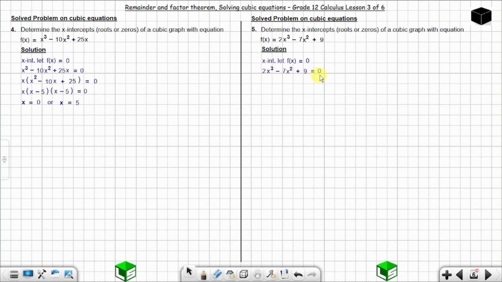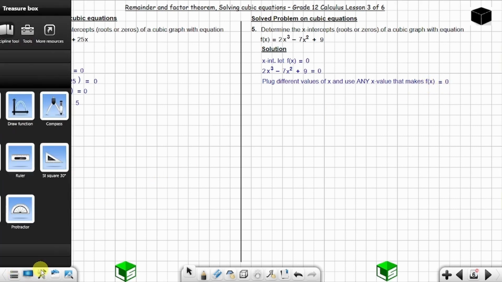You are going to factorize this into a linear and a quadratic part. The linear part we are going to find by trial and error. You plug in different values of x and use the x value that makes f(x) equal to 0. So let's try 1 and then −1, 2, −2, 3, −3. We are going to use the one that gives us 0.